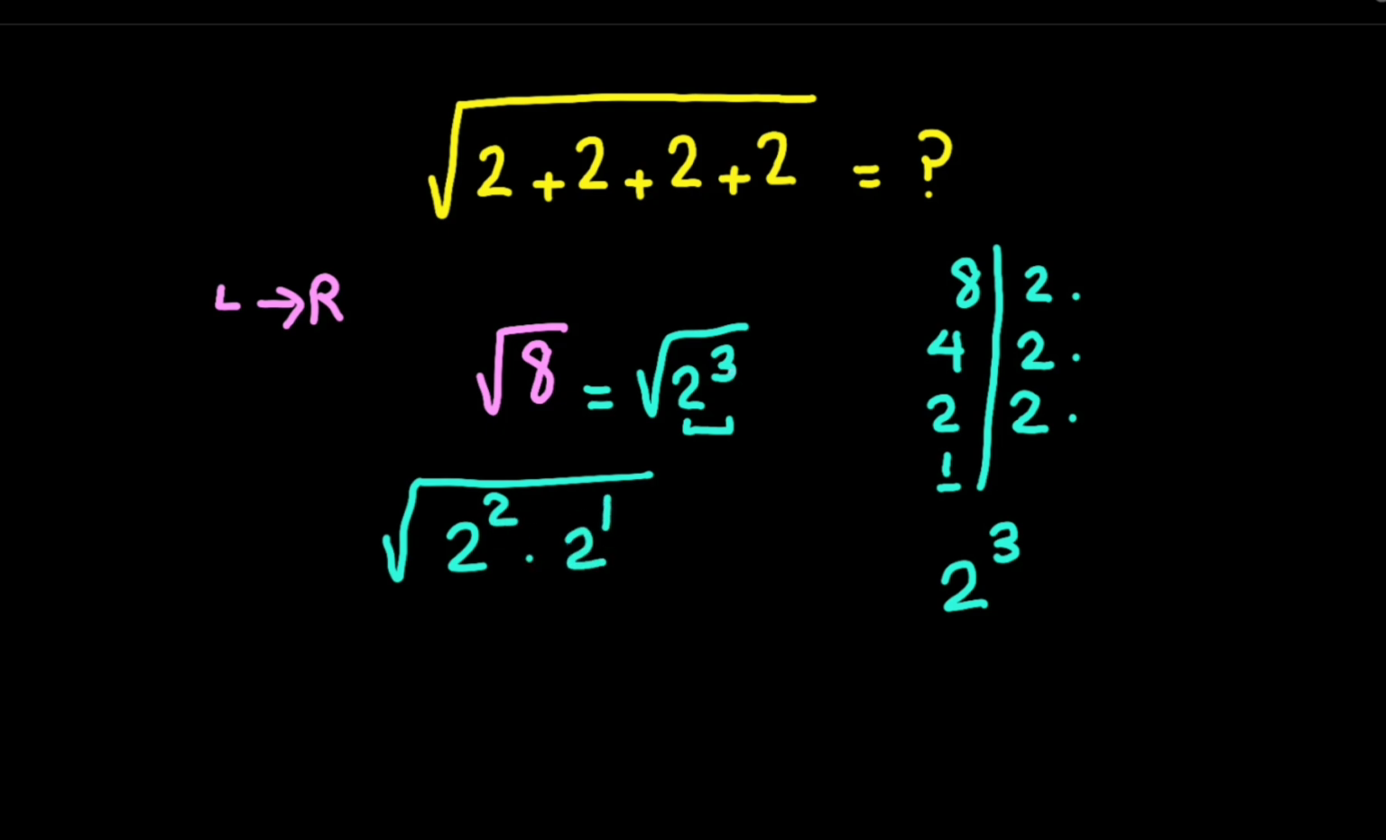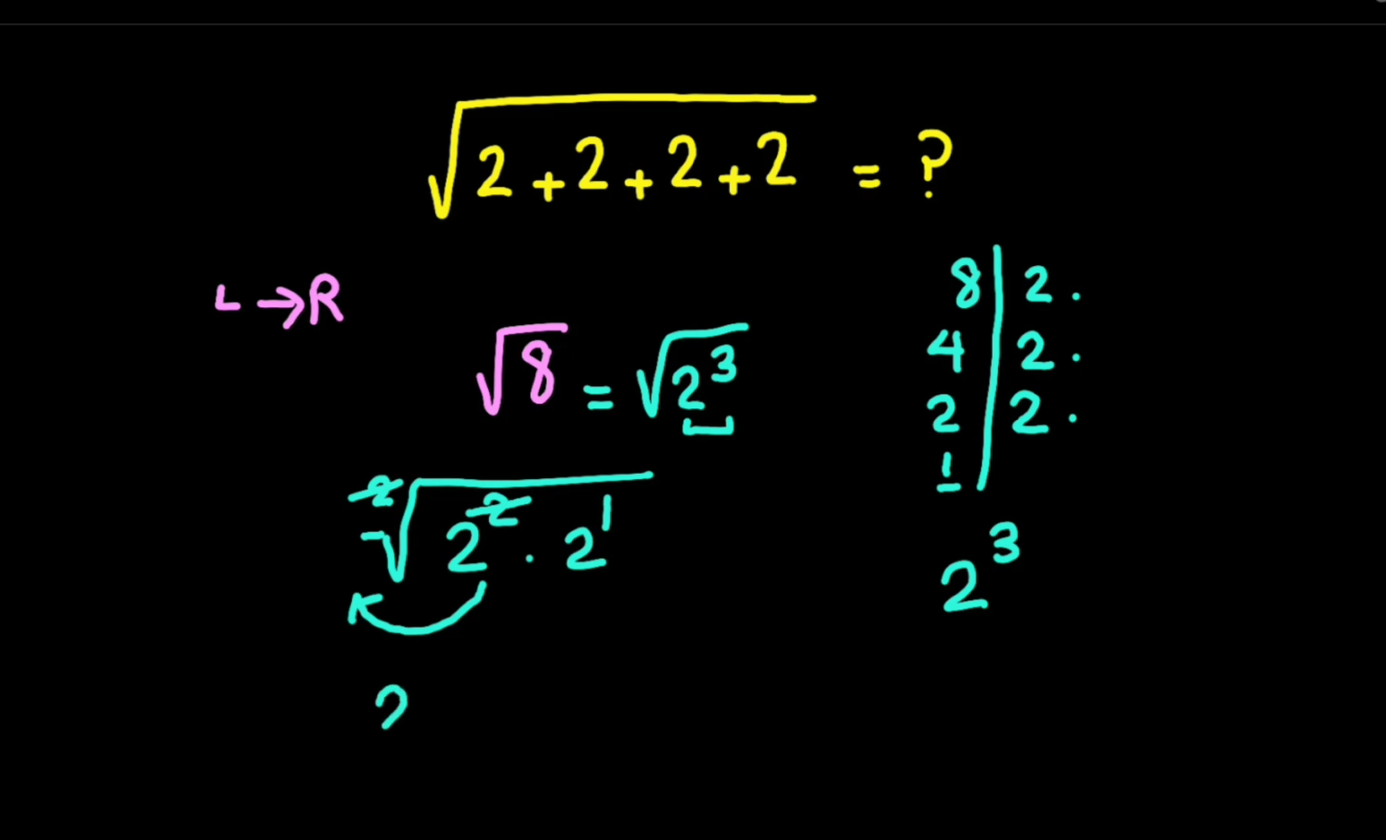2 plus 1 gives us this 3, and we have 1, 2 here. So we can simplify this 2 with this 2 and bring out this 2. So we can simplify this 2 with this 2 and 2 comes out.